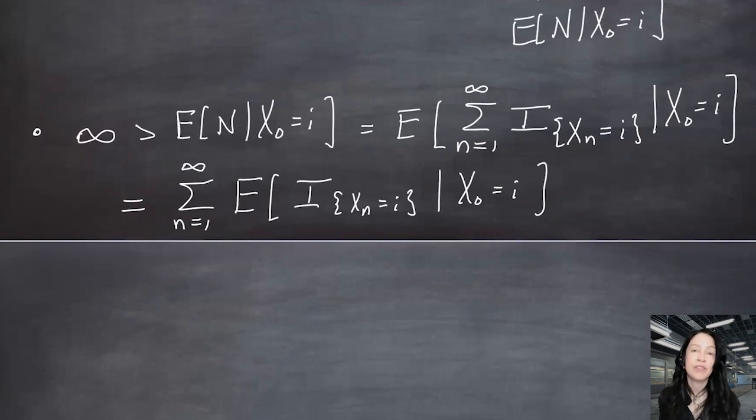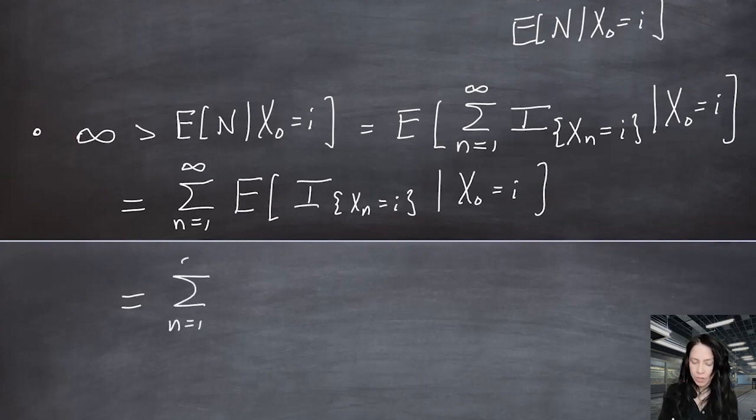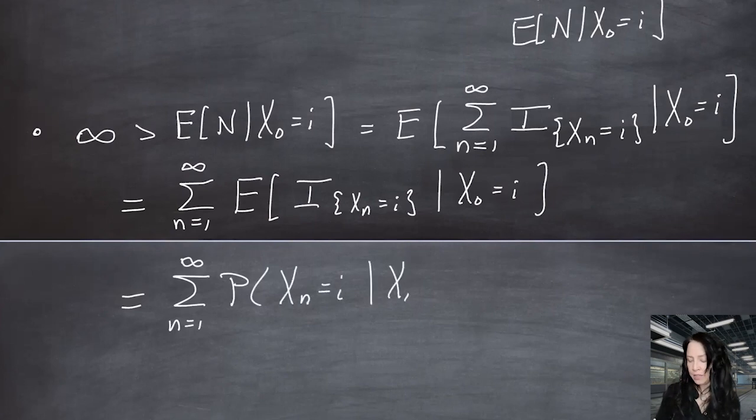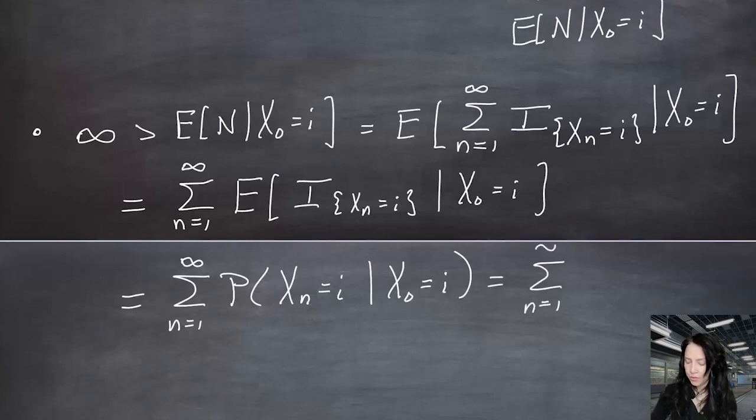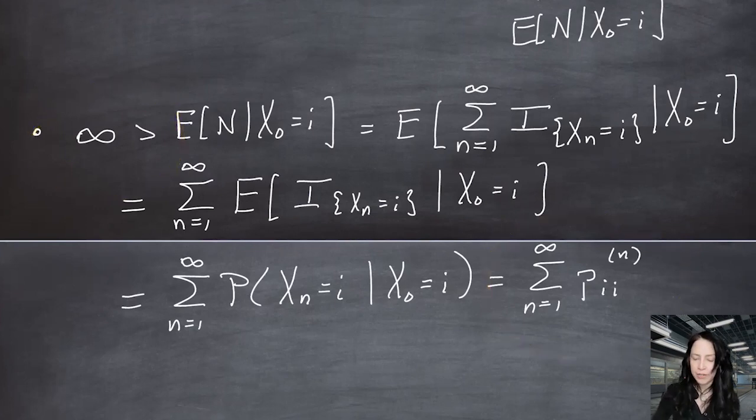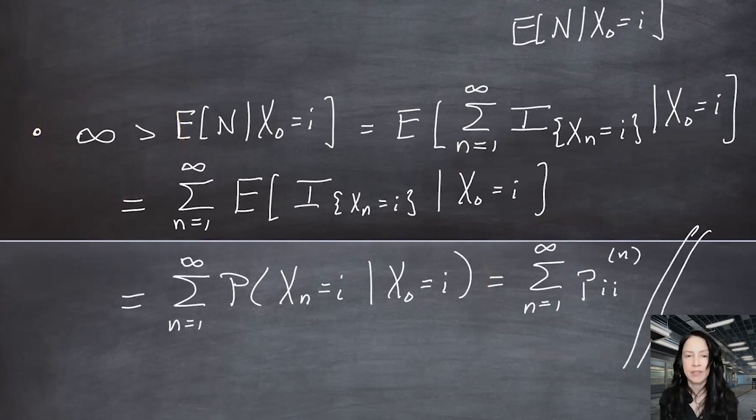But here is an expected value of an indicator. It happens to be in conditional land, but that doesn't change what we saw at the beginning. The expected value of an indicator is the probability of the event happening. So this is the sum from 1 to infinity of the probability that X_n is I, given that X_0 is I. That's the probability of going from I to I in n units of time. So this is the sum as n goes from 1 to infinity of the probability of going from I to I in n time steps. We started with a transient state, and we got that this sum was finite, and that's what we wanted to show. So we are done. End of my proof.